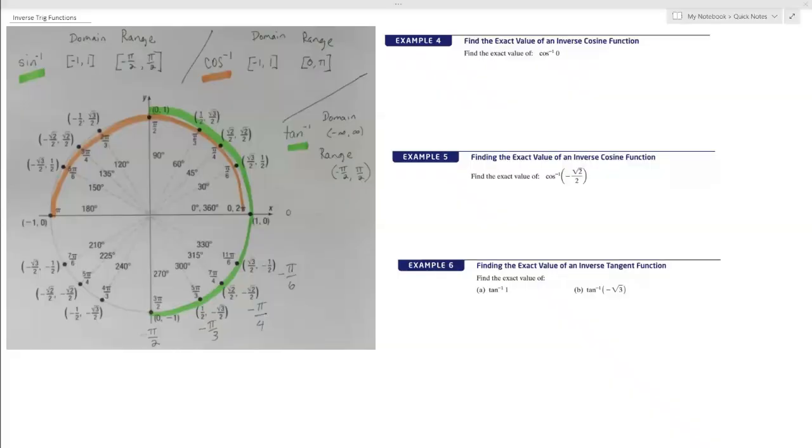Okay, now let's do a few involving cosine and tangent, their inverse functions. So this first question in the next group is going to ask for the exact value. So that means we're going to use the unit circle to find an angle whose cosine is 0 is basically what this is saying. Okay, so I'm looking for in my domain and range an x value of 0. And that's going to happen right here. So in radians, it's π/2.